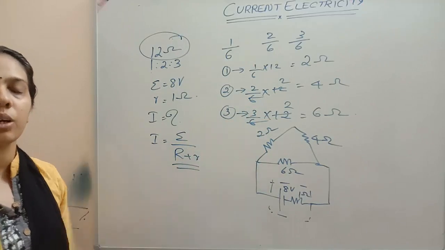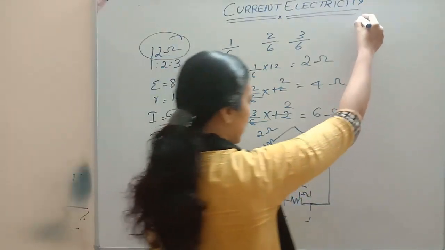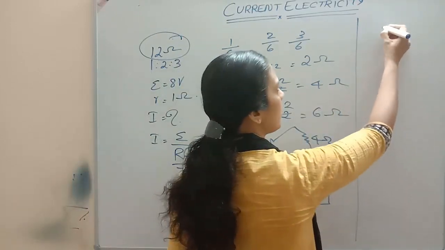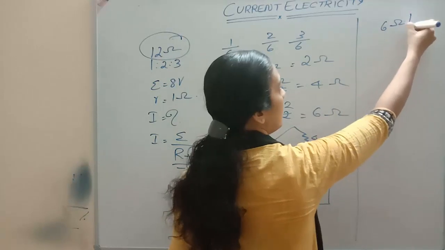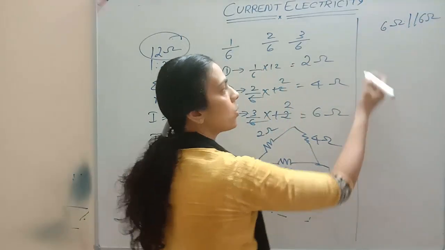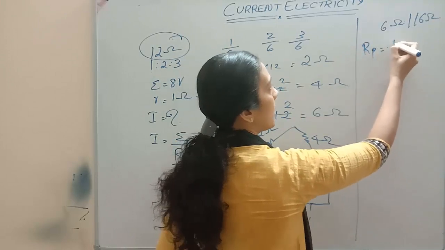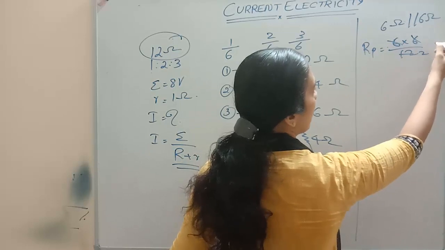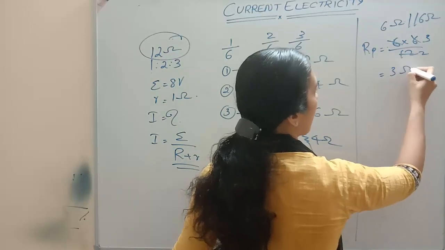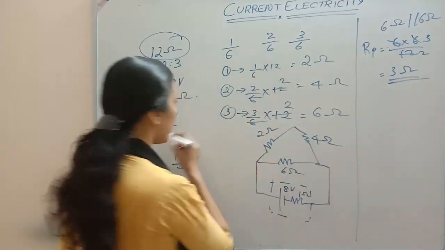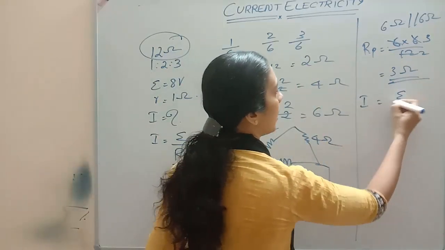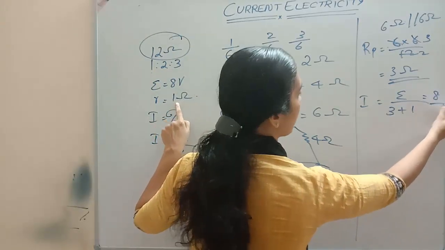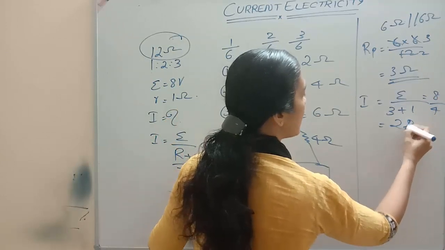So how will we find out the external resistance, capital R? See, these two are in series, right? So 6 ohm and another 6 ohm are in parallel. What will be the effective resistance? 6 into 6 divided by 12, so we get 3 ohm. Now we can find out the current. I is equal to E divided by capital R plus small r, that is 1. E is 8, divided by 4. So we get 2 ampere.